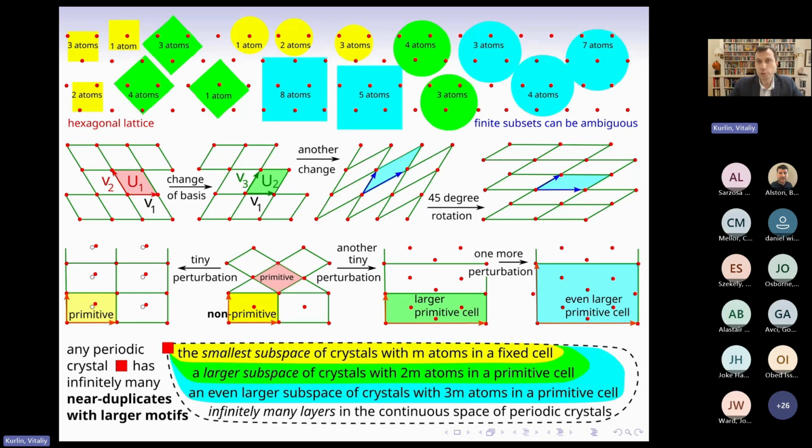It's very tempting, but unfortunately it doesn't work, because you could take a cut-off ball or a box of sufficiently large radius or size, and different boxes or balls of the same size contain inside any given periodic set of points different finite subsets. So you could have even different numbers of atoms inside a ball or box of the same size. So that's why it's completely not trivial to reduce a periodic set of points to a finite one. Finite sets can be very ambiguous. That's why we should not forget about a unit cell.